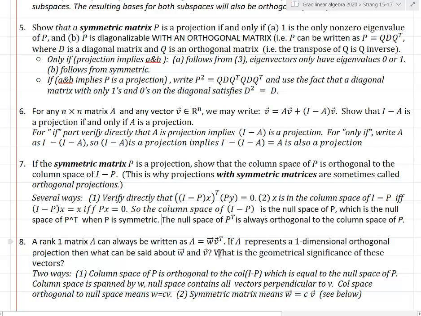Well, I think you know that the column space of A is going to be W, because if I multiply A by anything, the result is going to be some multiple of W. Just put another vector here, x. W times V transpose x. V transpose x is a number, so the result is going to be W times a number. So the column space of A is equal to W.